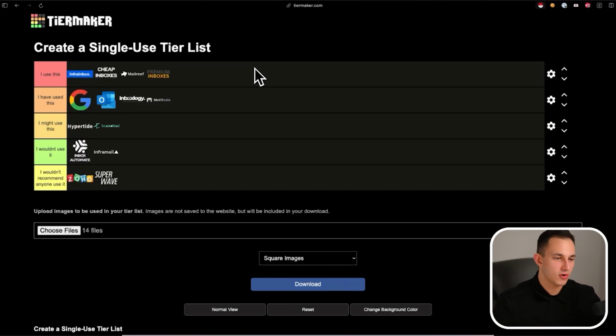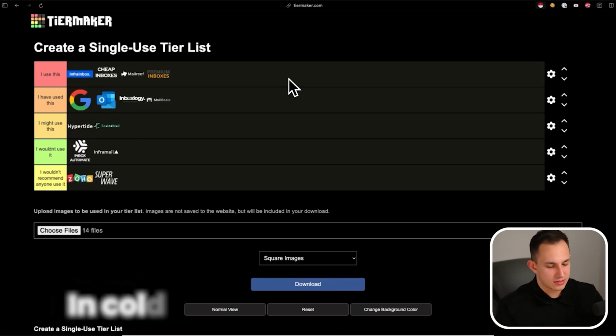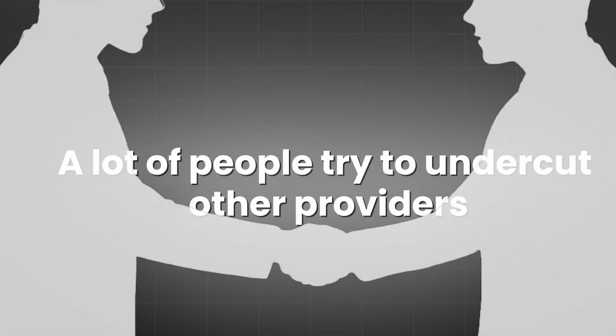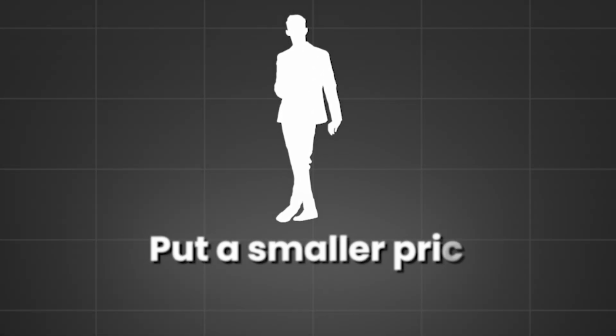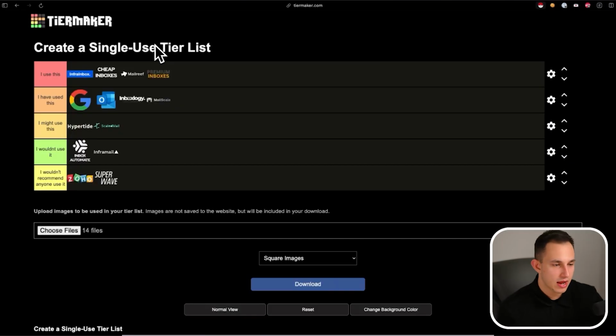Obviously, there are a couple of other ones. I'm not going to mention any in specific because I don't want to name drop anybody. There are infrastructures that are cheaper than the ones I've shown you, but I wouldn't really consider using them. The thing is, in cold email a lot of people try to undercut other providers. So a lot of people will find the number one provider and they'll just put a smaller price than them and they'll just try to do that as their unique selling proposition. Okay, this is something that I've learned by doing cold email.